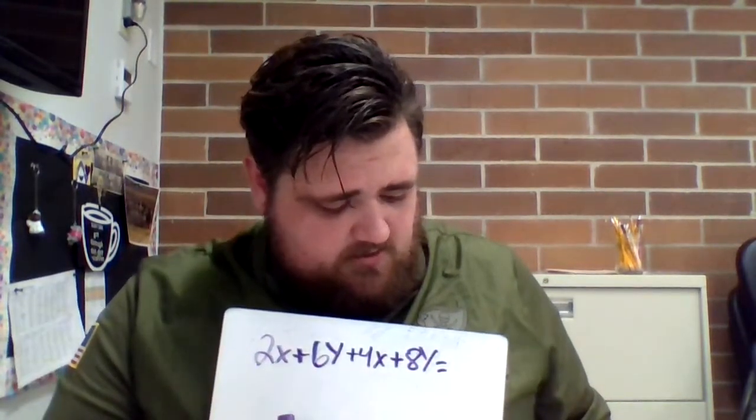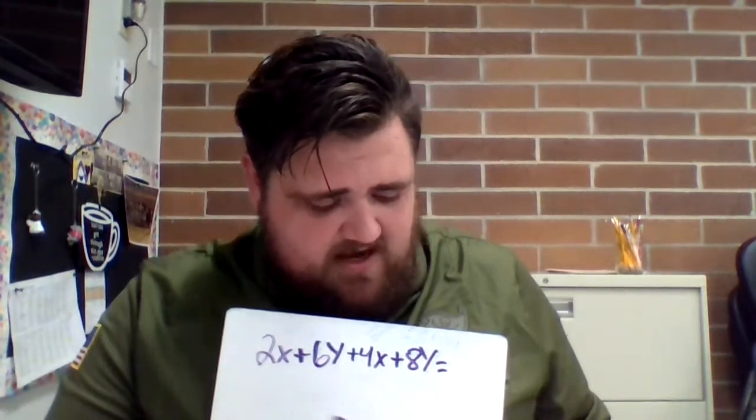So what you're going to do is you're going to combine these terms. So we're going to combine our x's. So we have 2x and 4x, which would be 6x. And then we're going to combine our y terms. We're going to keep the addition symbol in between because it's still a problem. We're going to combine our y terms, which we have 6y and 8y, which equals 14y.